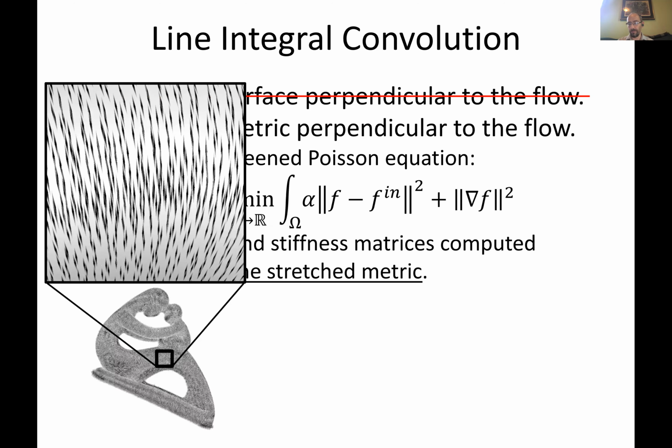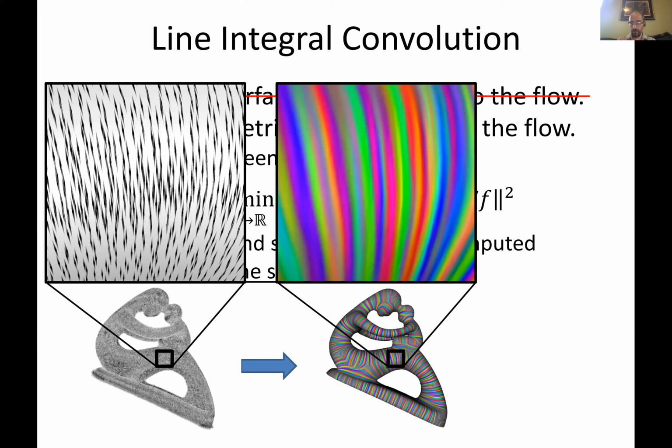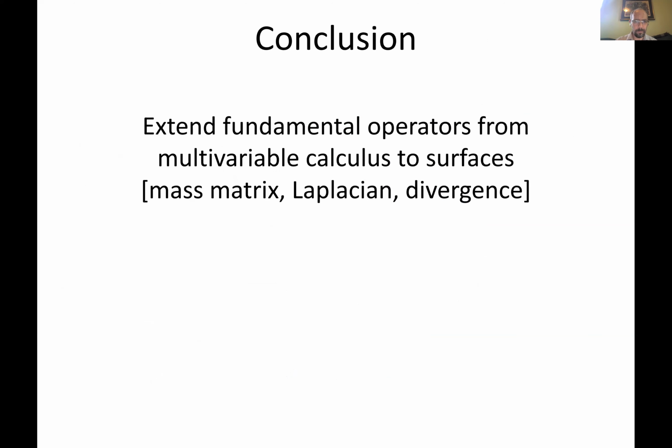Here's a surface. You have some sort of vector field defined on it. You're going to start off with some random signal. You're going to stretch the metric perpendicular to this direction. So, the distance from here to here suddenly seems much larger than it used to be. You can do smoothing in that domain. And what you're going to get is these nice flow lines, this nice visualization of line integral convolution realized as gradient domain processing.